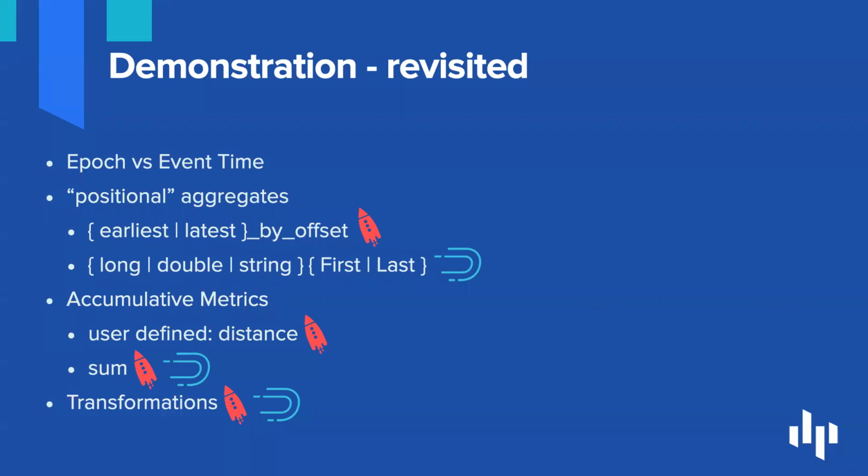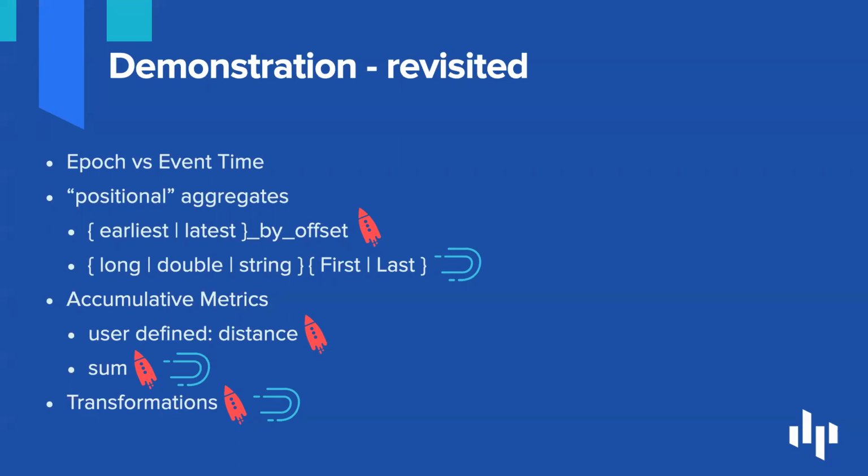We'll talk about some of the things learned here. When do I use Kafka Streams or KSQL? When do I use Druid? Event time versus epoch time is a big deciding factor. The positional aggregates, not a big deciding factor, but I did all that first and last within KSQL because I knew I couldn't do it in Druid. And then I learned I could do it for strings. Something I learned, and I wanted to share it.